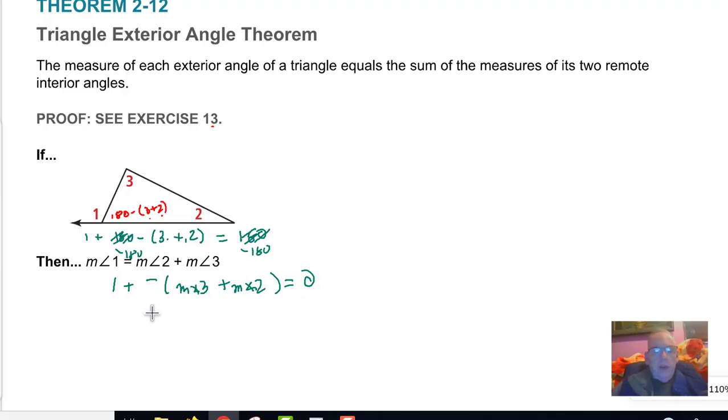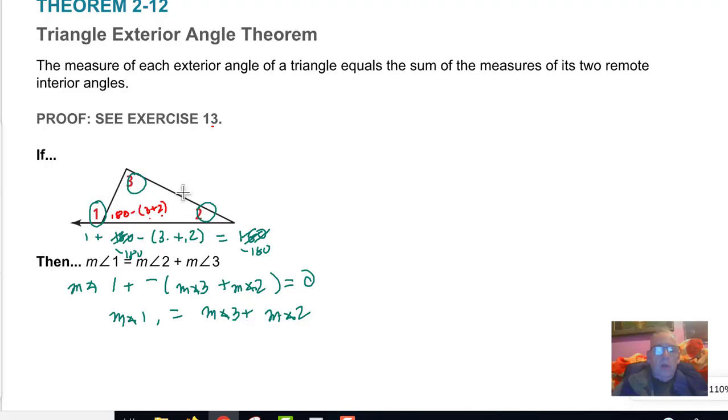Let's move these to the other side. We have 1 equals the measure of angle 3 plus the measure of angle 2. So the measure of angle 1 is equal to the measure of angle 3 plus the measure of angle 2. The measure of angle 1 is equal to the sum of the remote interior angles.